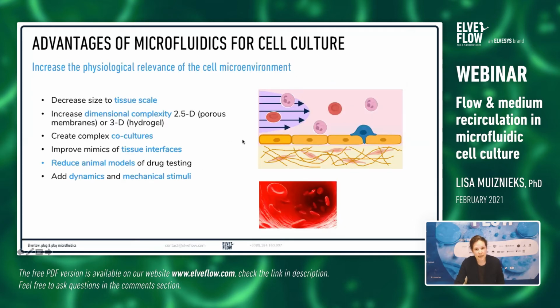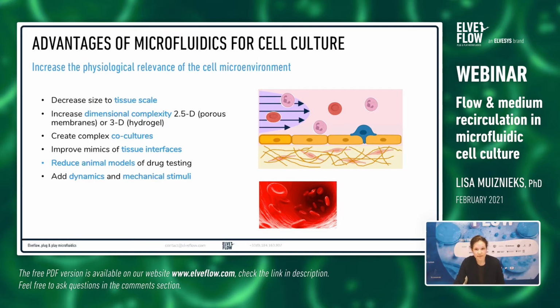So firstly, why microfluidic cell culture? A major driver of using microfluidics for cell culture is to increase the physiological relevance of the cell microenvironment compared to the static and hard plastic surfaces of tissue culture flasks. Cell culture in microfluidic chips decreases the scale of the cell microenvironment towards the tissue scale. For example, the dimensions of a blood vessel.